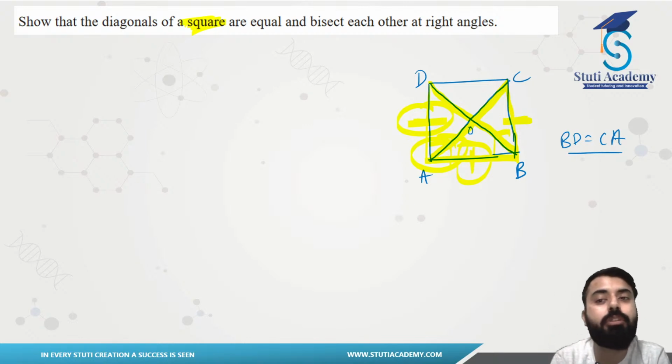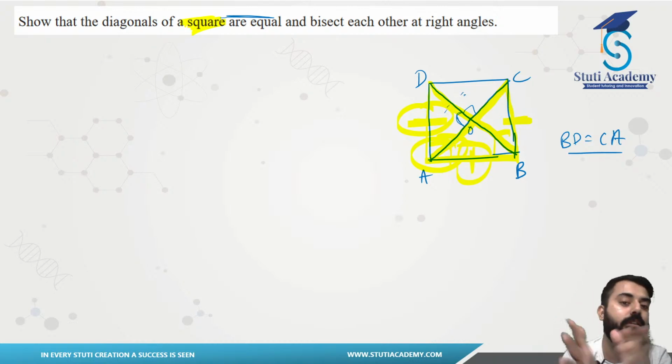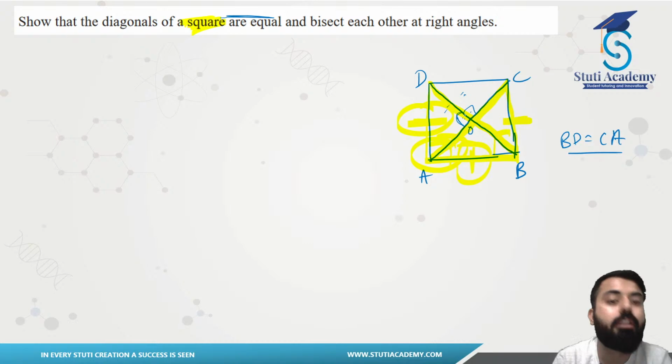We have to firstly show that the diagonals of a square are equal. We have proven them equal. Then we have to show that they are bisecting each other at 90 degrees. For that, we have to take at least these two angles, these two triangles. Then we have to prove that these two angles will be 90, they will be equal. Then we can take linear pair and easily prove that they are equal.